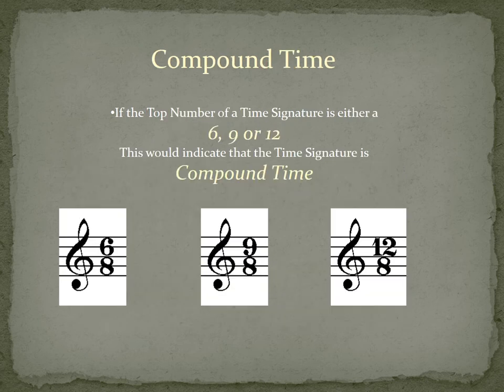Now we're going to deal with the second type of time. The second type of time is called compound time. The easy way to tell straight away if a time signature is in compound time instead of simple is if the top number is either a 6, a 9 or a 12. And if it is, as in the 3 examples on the slide, then this would be called compound time.